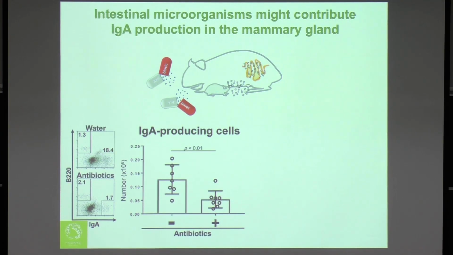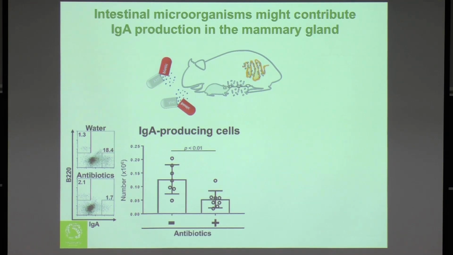So if you take the cells and stain with IgA and B220, a marker for B-cell maturation, you find that you have lots of IgA-producing plasma cells in the mammary gland. Of course, this is in the wild-type normal group, just treated with distilled water. However, if you take the cells of the mammary gland of mice that were treated with antibiotics, the number of IgA-producing plasma cells is dramatically decreased. That is a significant difference.